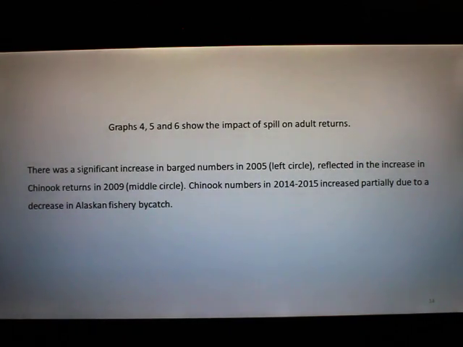Graphs 4, 5, and 6 show the impact of spill on adult returns. There's a significant increase in barge numbers in 2005, reflected in an increase in Chinook returns in 2009. Chinook numbers in 2014 and 15 increased partially due to a decrease in the Alaska fishery bycatch.